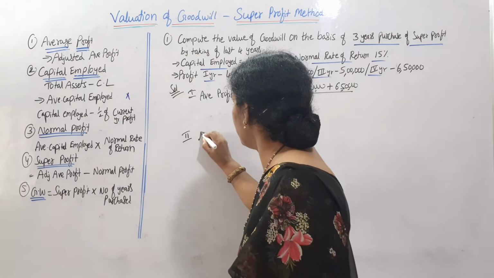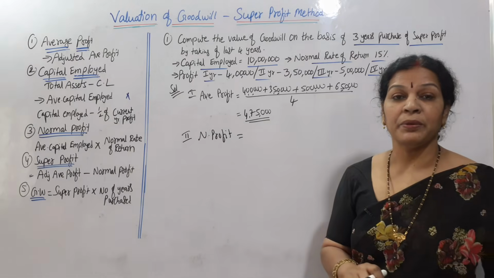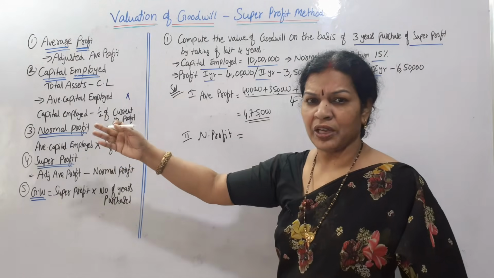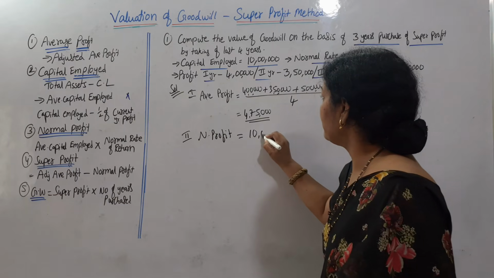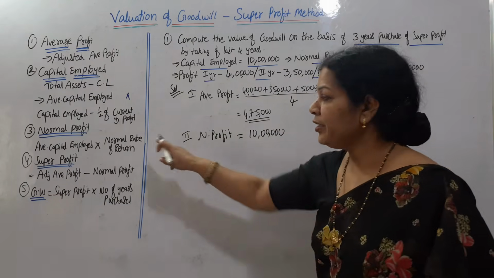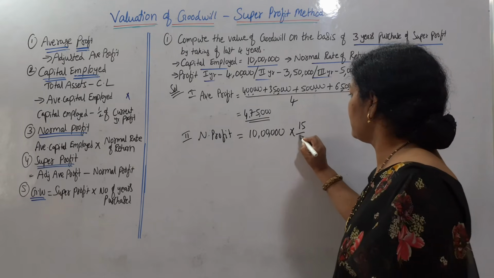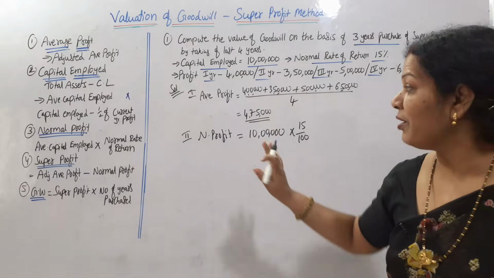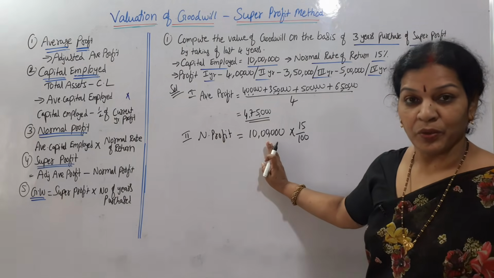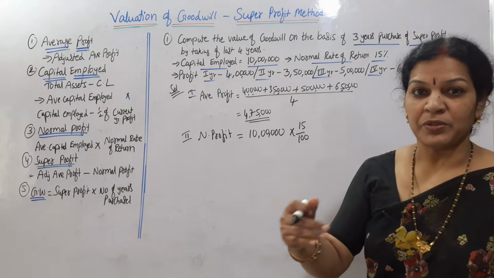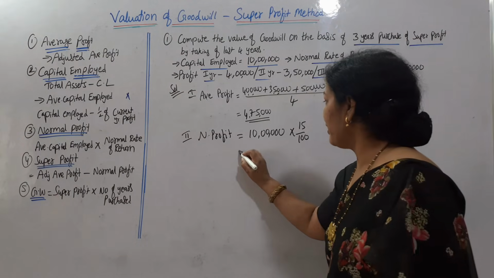Normal profit is equal to capital employed into normal rate of return. Average capital is not required, so directly capital employed is given to us. We can take capital employed into normal rate of return. Normal rate of return here is 15%. My dear students, I am not writing the formula here because I have already written it there. Please do write the formula and then go for the calculations. I am reducing steps to save space. So normal profit is 10 lakh into 15%.